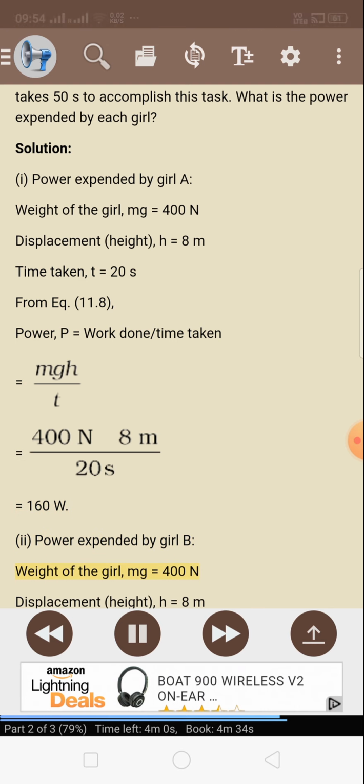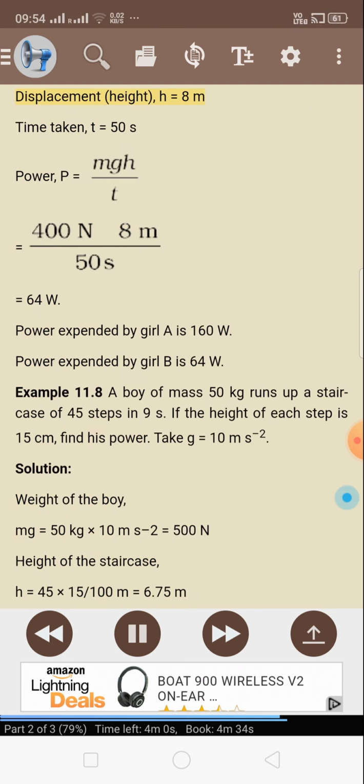II. Power expended by girl B. Weight of the girl, mg equals 400 N. Displacement, height, h equals 8 meters. Time taken, t equals 50 s. Power, P equals 64 W. Power expended by girl A is 160 W. Power expended by girl B is 64 W.